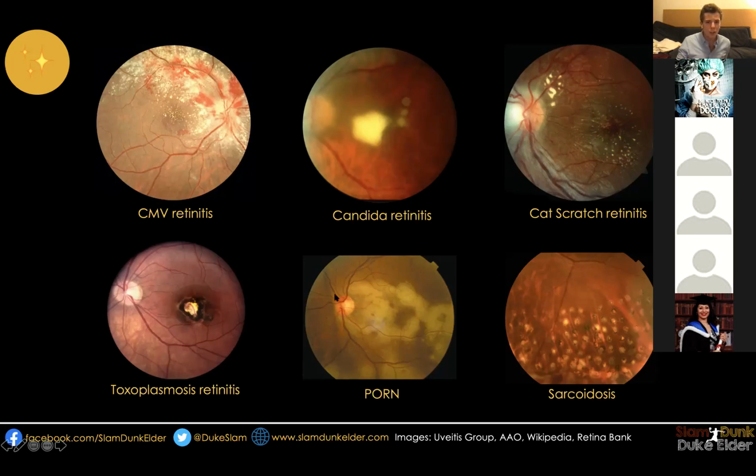stellate-like projections. Toxoplasmosis usually gets described as, I think, a light at the end of a tunnel or the light in the dark, etc., because you've got basically a very big lesion of translucency, and then you have this necrotic retina around it.